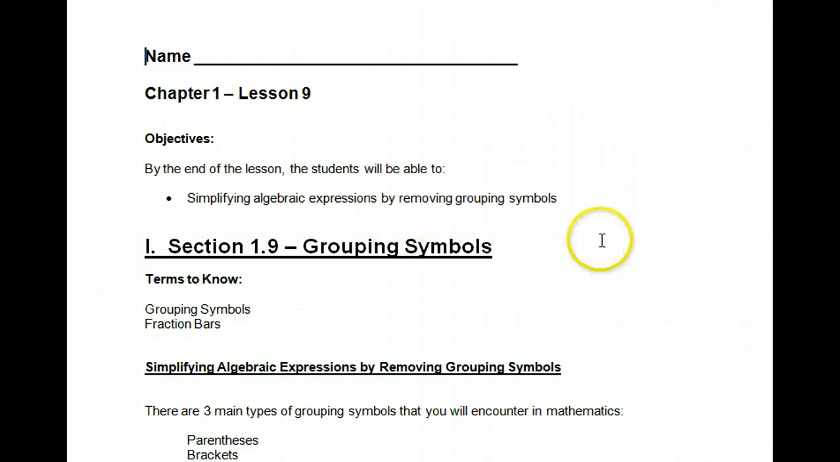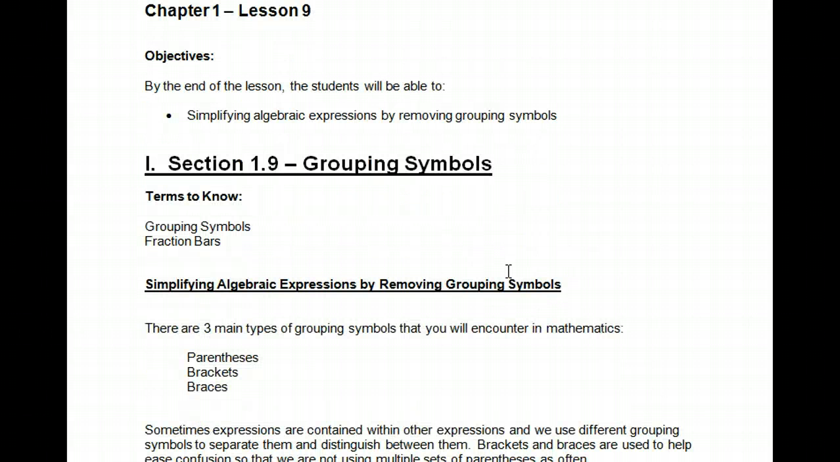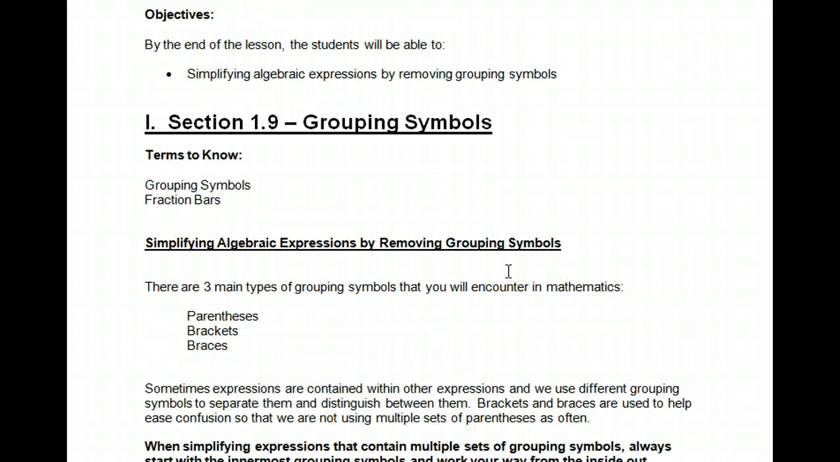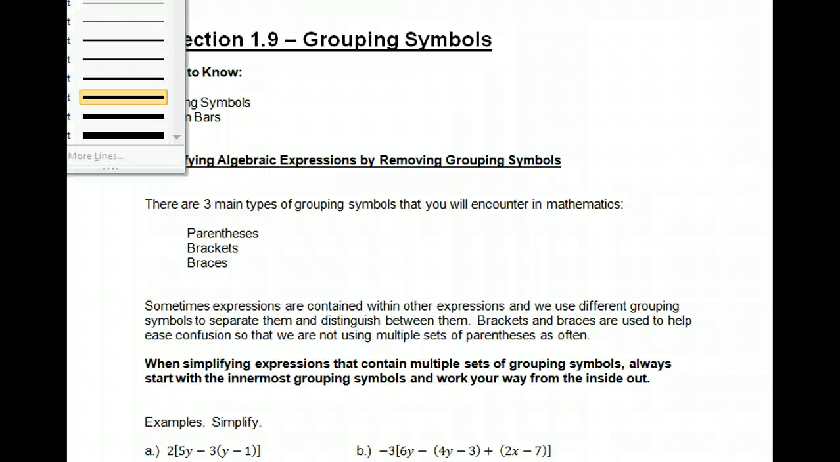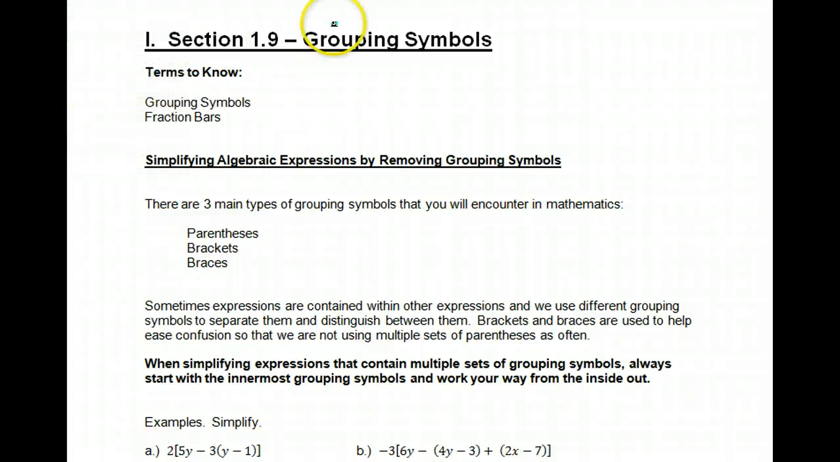In this lesson we are going to work on simplifying algebraic expressions by removing grouping symbols. There are three main types of grouping symbols that you will encounter in mathematics. The three main types that you need to make sure you are familiar with are the parentheses, brackets, and the braces.